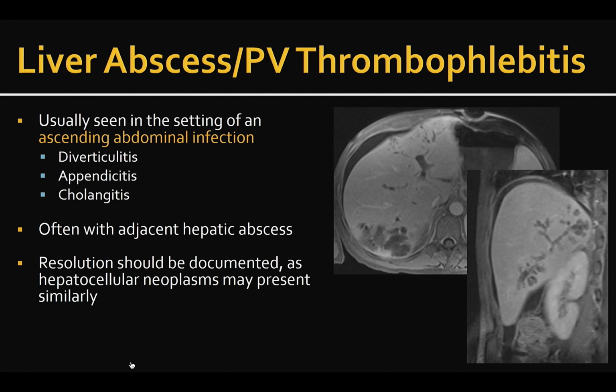So portal vein thrombophlebitis usually happens in the setting of an ascending infection, classically diverticulitis, appendicitis, or cholangitis. They often have an adjacent liver abscess, which can be a helpful feature, as in this case here, again with portal vein thrombosis and multiple non-enhancing collections within the liver, some of which have a peribiliary or periportal venous distribution. However, in these patients, you should document resolution because associated hepatocellular neoplasms could be present and may masquerade as liver abscesses.